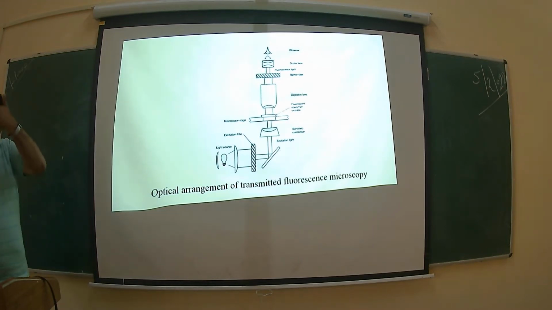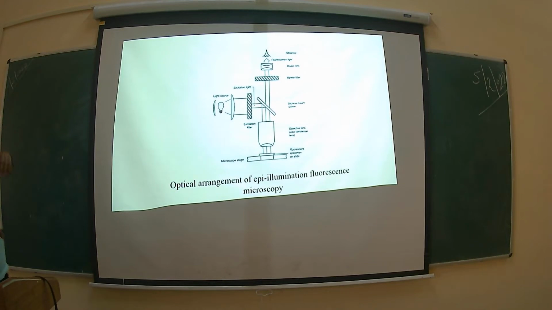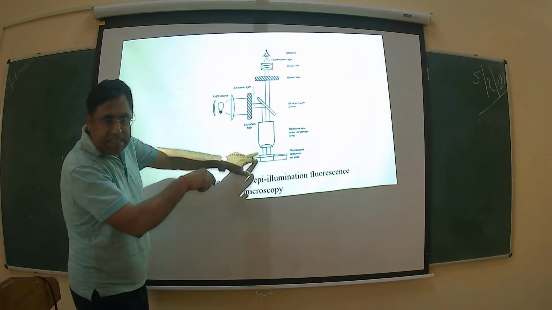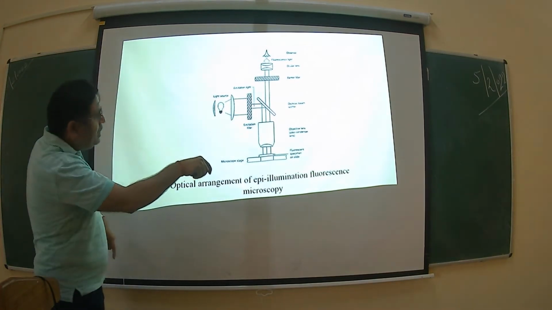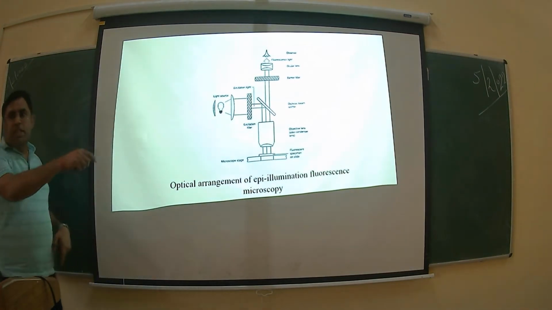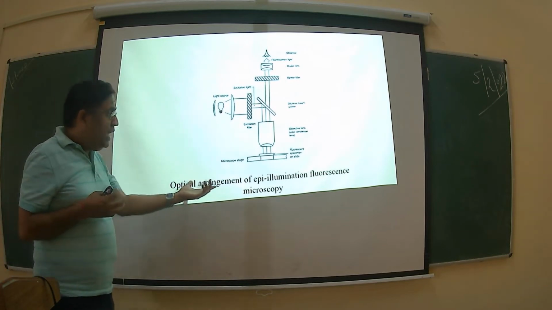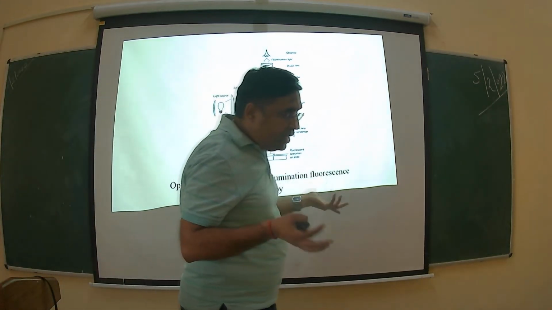Now the EPI illumination. In EPI illumination, this is the light source, and this is the dichromatic mirror. Here the excitation light goes and falls on the specimen. So it is not coming from below, it is coming from the top and then returns back to your eye. This is known as EPI illumination. These days EPI illumination is much used in research.